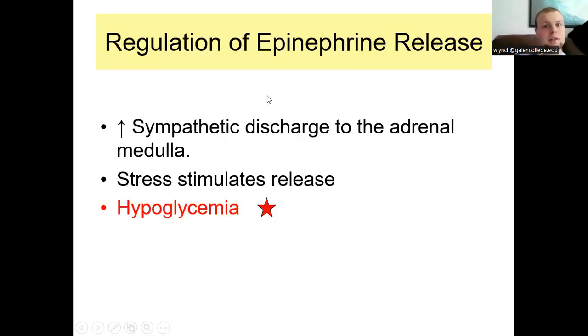All right, so epinephrine release. Epinephrine is your basic fight or flight hormone. It's going to act relatively quickly in times of increased alertness and stress. So the regulation is going to be by sympathetic discharge, right? Sympathetic nerve stimulation onto the adrenal medulla is going to immediately cause epinephrine upregulation, and this is stimulated by stress and hypoglycemia.